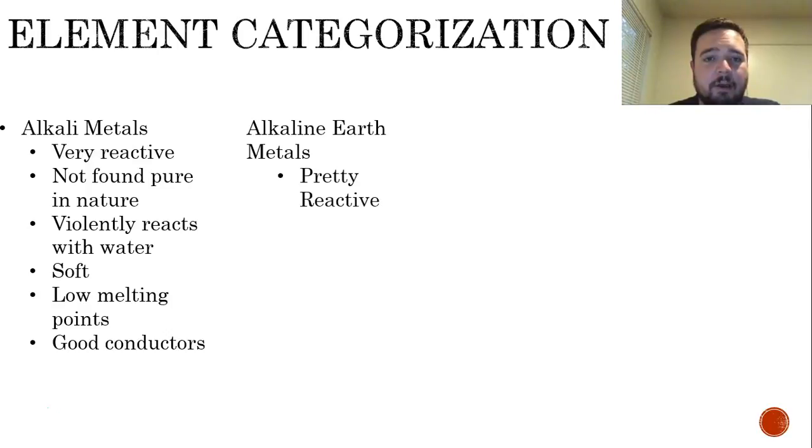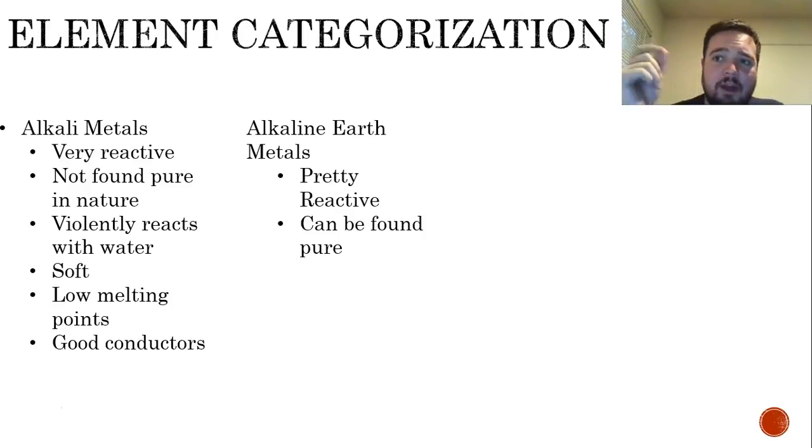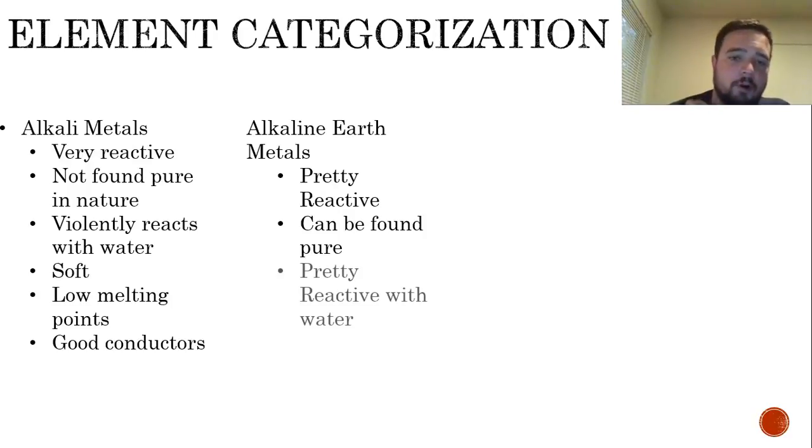Then the alkaline earth metals, they're pretty reactive if you compare them to the alkali metals. Not as reactive as alkali metals, but still pretty reactive. Can be found in pure form. You can find just magnesium, like in strips. I'll probably have some in my classroom. You can have some magnesium strips, and they'll sit there and they won't react with the air that quickly. So you can find them in their pure form.